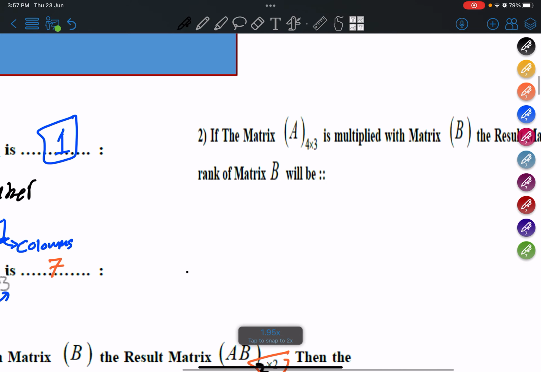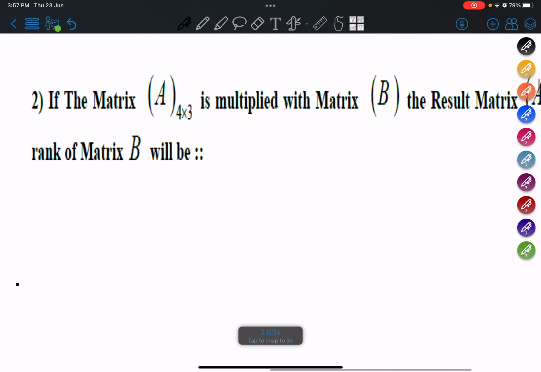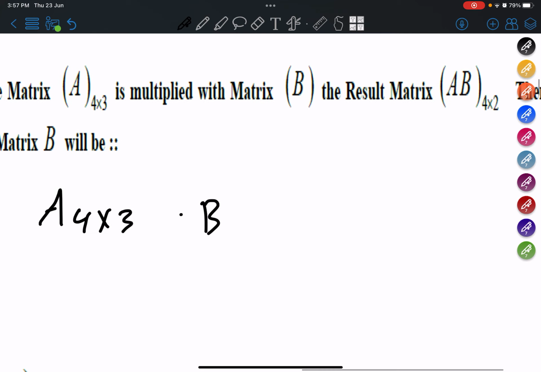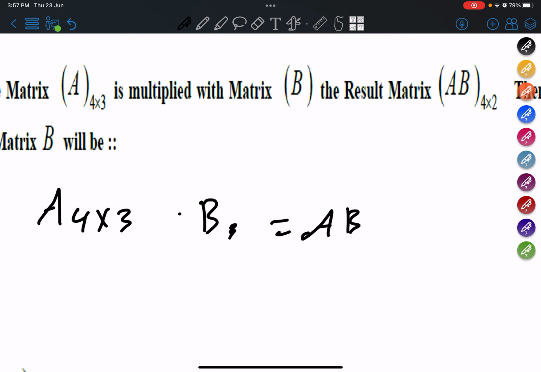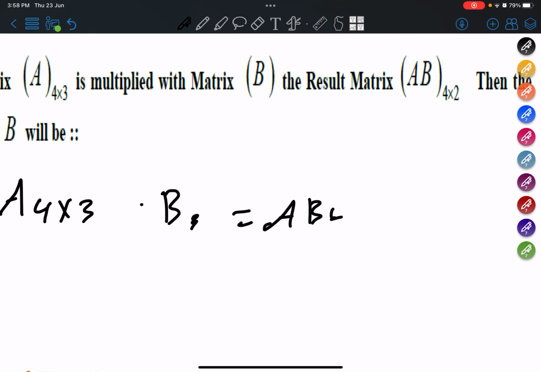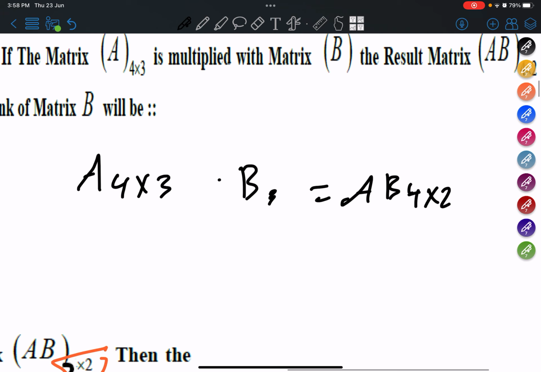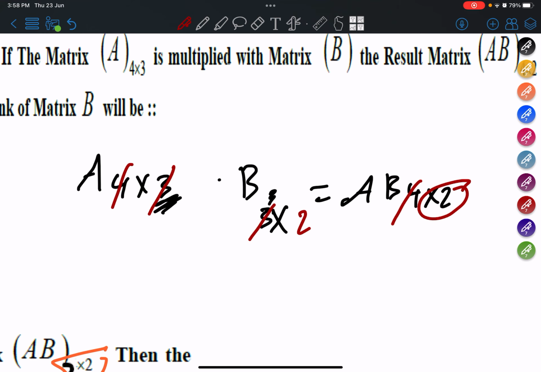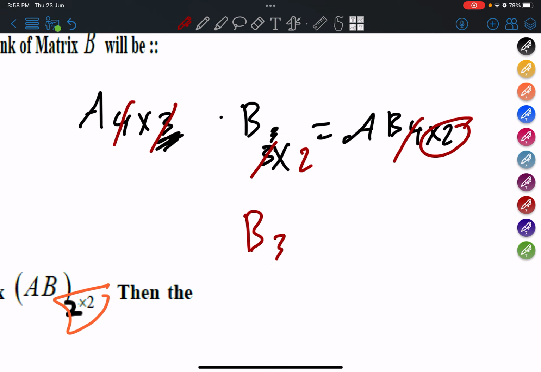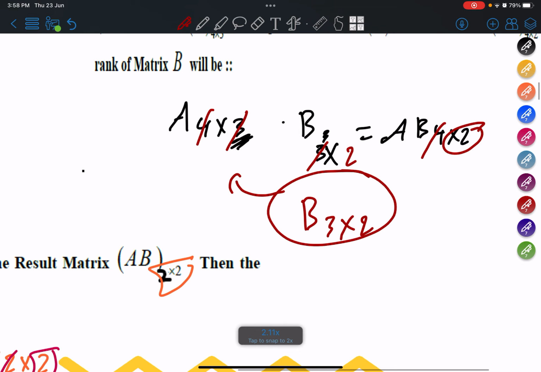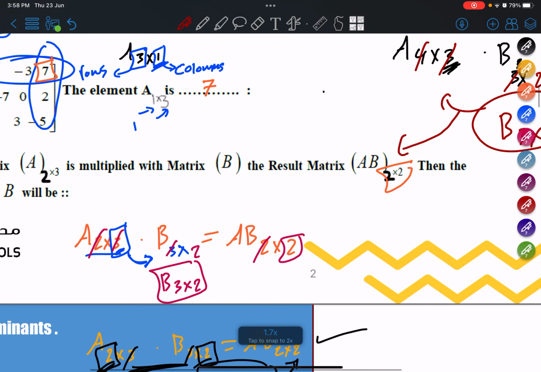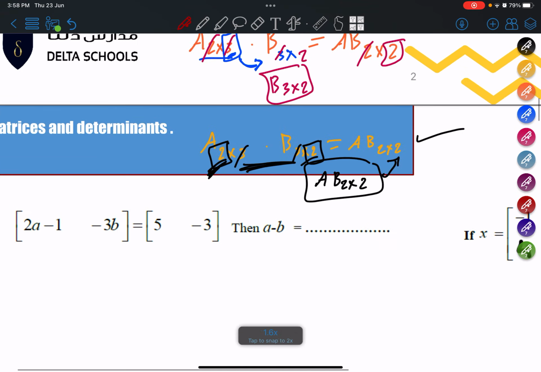So let's do it another time, but this time a bit quicker. Let's say we have matrix A, which is 4 cross 3, times matrix B without the order, which will equal AB, their product, with the order 4 cross 2. The number here is 3, so here should be 3 cross. Now let's remove common numbers: 3, 3, 4, 4, the last number is 2, which means that the order of B is 3 cross 2. And to make sure that we have the right answer, we can do the same thing we did in this question. Okay, so let's go to the second page.